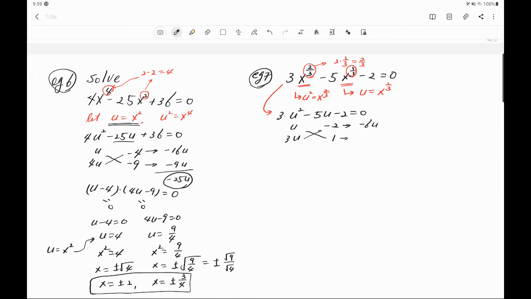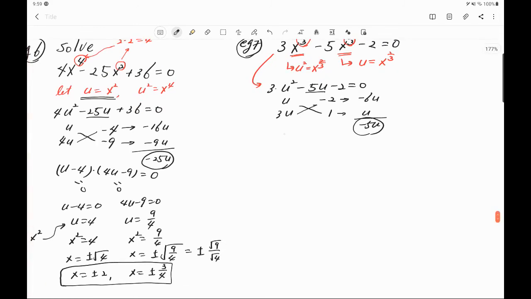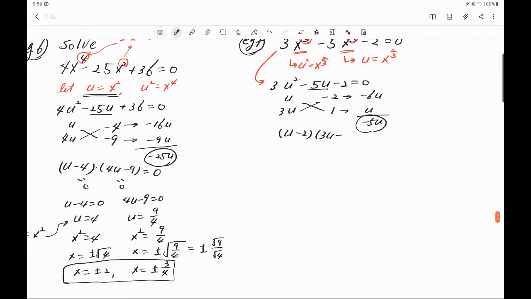This product is u, so the sum is negative 5u, which is the same as the term in the middle, right? So this trinomial is the product of u minus 2 and 3u plus 1. So set each factor equal to 0. Then u minus 2 is 0, so u equals 2. Okay, we have another one, 3u plus 1 equals 0, and then 3u equals negative 1, so u equals negative 1/3.